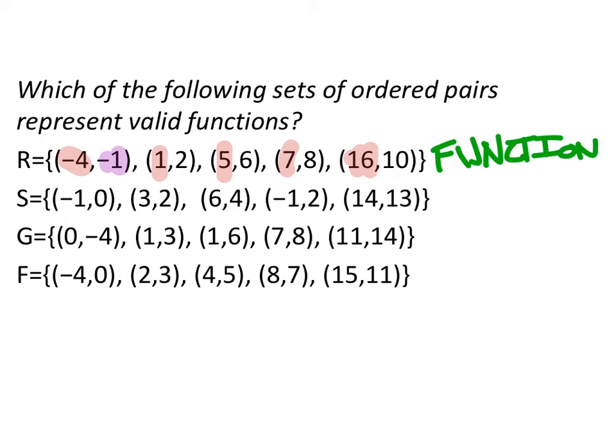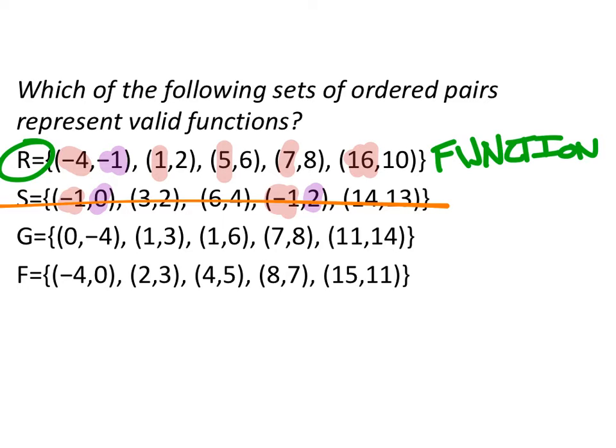This one is set R. Well, what about set S? Well, let's find out. Well, here's a negative 1 input, and then it spits out a 0 output, right? Well, as it turns out, there's this other input of negative 1, but then it spit out a negative 2. That means that this machine is malfunctioning, at least for the negative 1. So that's not a function. It's no good.